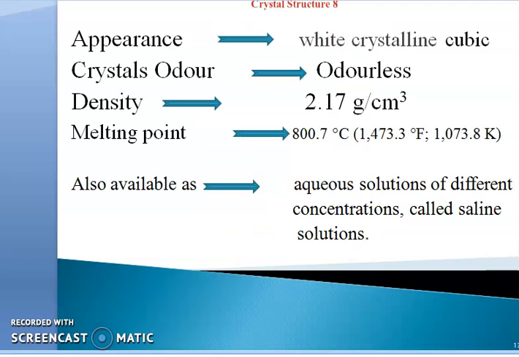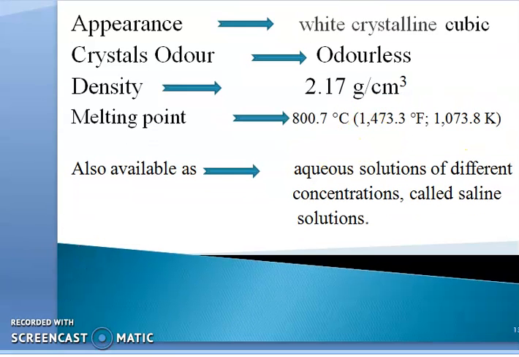Now let us turn towards the physical properties of common salt. Its appearance is white, crystalline, cubic. Odor, it is odorless. Density is 2.17 in CGS units. Melting point is about 800.7 degrees Celsius, which can be converted to Fahrenheit and Kelvin. Also available as aqueous solutions of different concentrations, which are saline solutions. I mean, sodium chloride is available in the form of solutions, we say saline solutions.